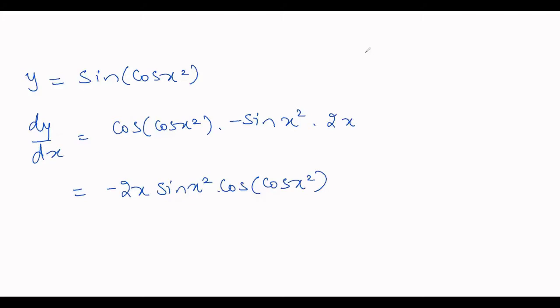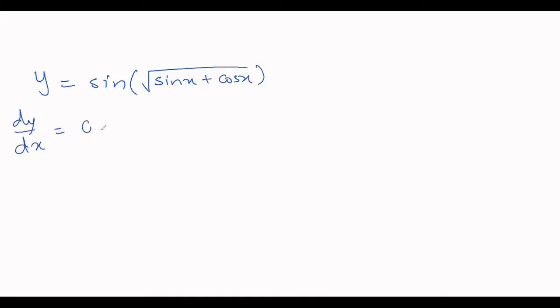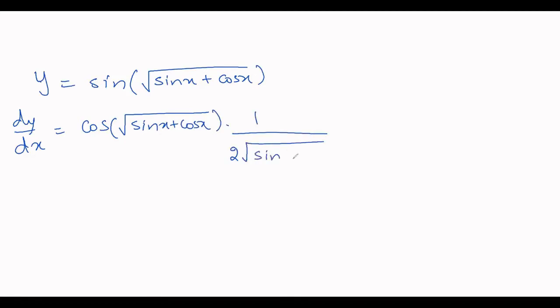Next question. y is equal to sine of square root of (sine x plus cos x). So dy by dx is equal to differential of sine is cos. So cos square root of (sine x plus cos x) into differential of root x is 1 by 2 root of (sine x plus cos x) into differential of sine x is cos x. Differential of cos x is minus sine x. That's the answer. Okay.